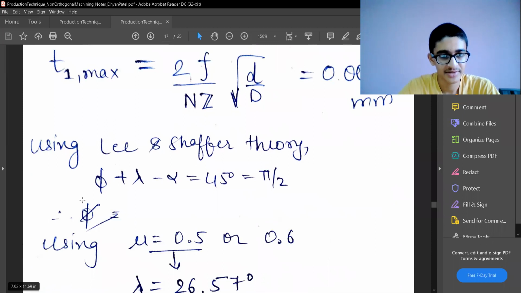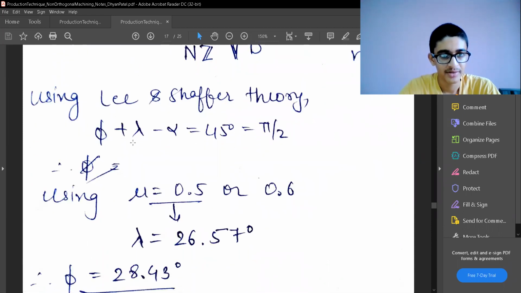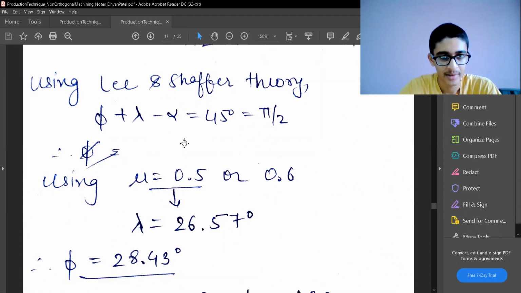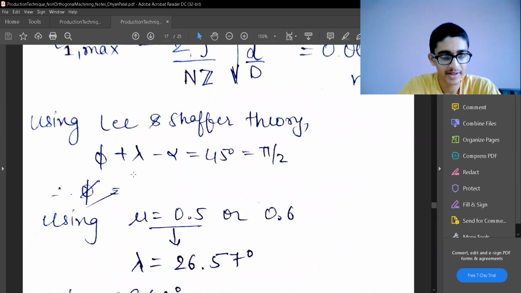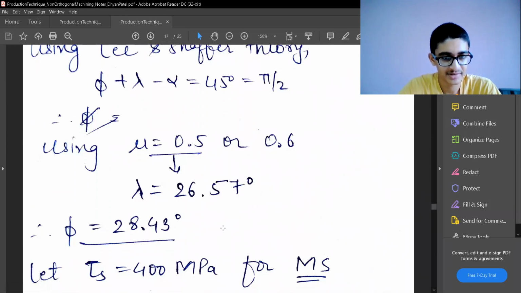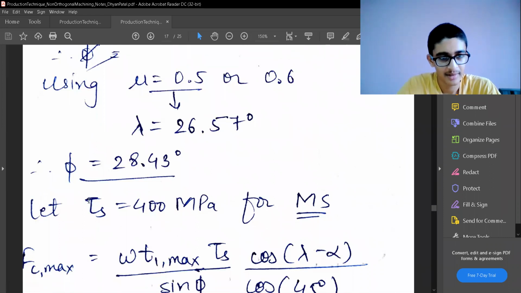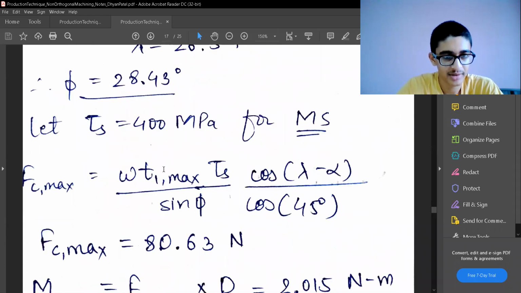Now using Lee-Shaffer's theory, I'll find the value of phi. We have been given the value of mu, which can be estimated. Even if it is not given, I can estimate it to be 0.5 or 0.6. So continuing with 0.5, the lambda value is 26.57 degrees, and alpha is already given. So phi can be estimated as 28.43 degrees. Since we are using mild steel, we can assume the shear strength is 400 megapascal. So we have all the requirements over here.